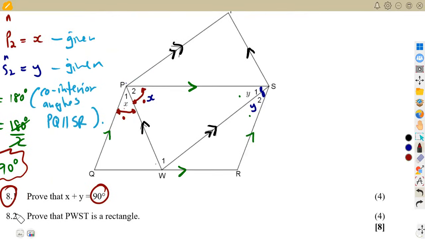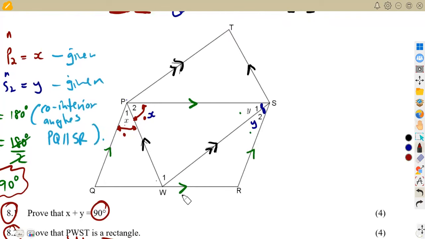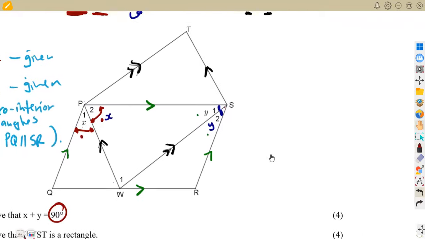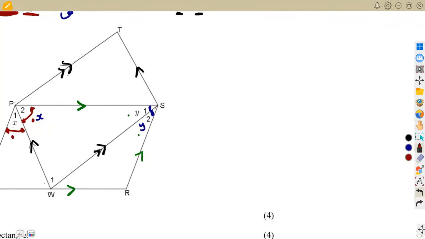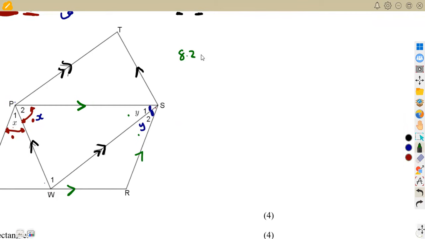Let us check the other part. 8.2, prove that PWST is a rectangle. All right, let me put it this way. PWST is a rectangle. Okay, this is it. And this is a nice question, actually, that we have here. This is a very, very nice question. PWST is a rectangle. All right, this is what you want to prove.